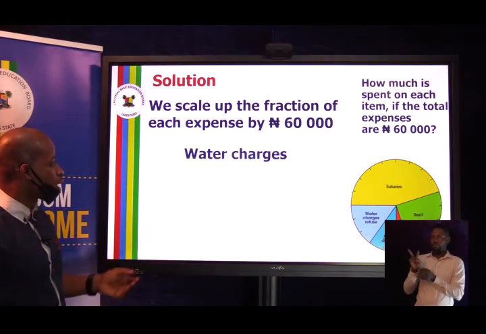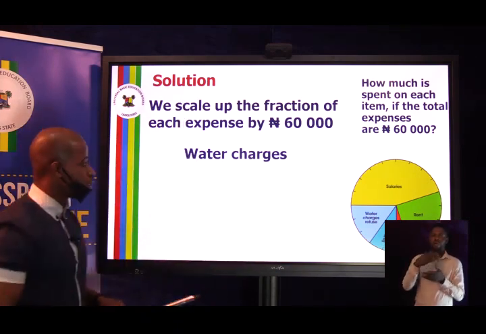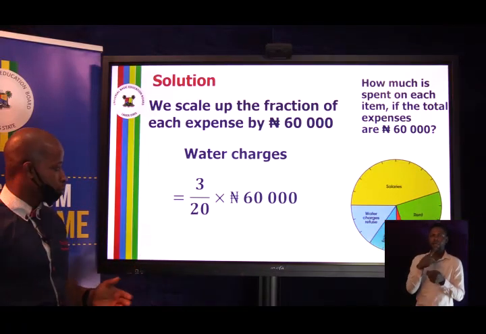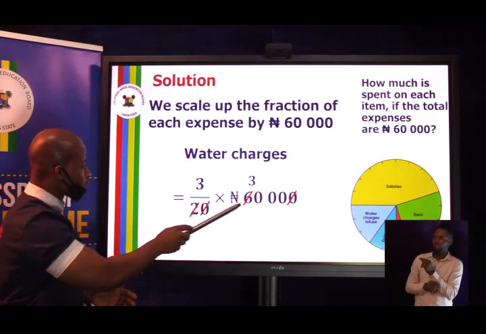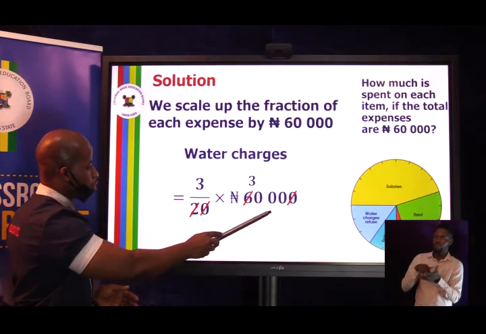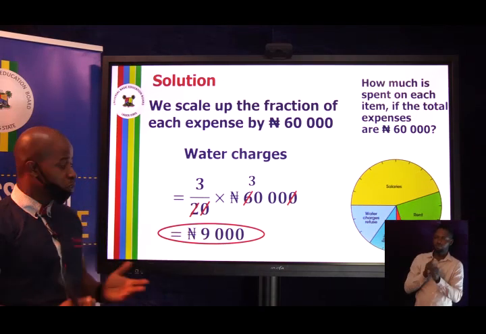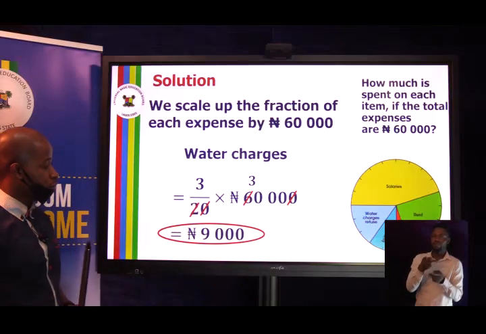The next one is water charges and refuse. Water charges and refuse takes 3 out of 20. So I'll say 3 out of 20, then I multiply by the money. And in this case, 0 will cancel 10. 2 goes in 6 3 times, and you have 3,000 here. 3,000 times 3 will give you 9,000, which is the same as saying 3,000 in 3 places, 9,000.